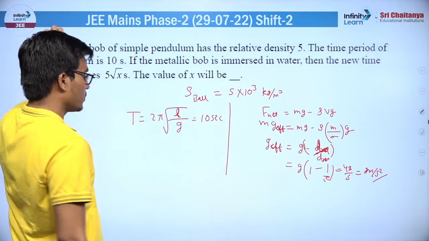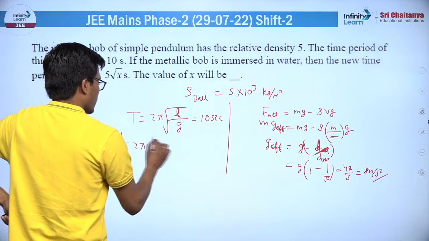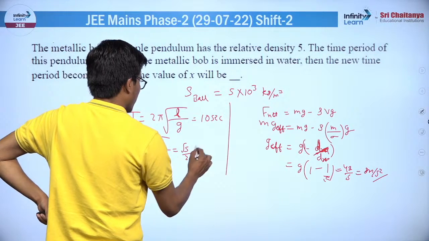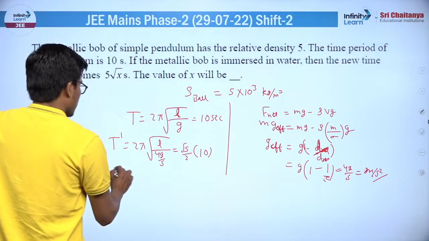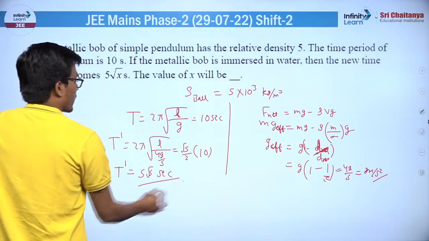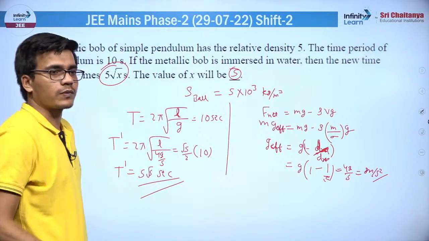acceleration. New acceleration. So new time period will be 2 pi root L by 4g by 5, meaning root 5 by 2 times the initial time, that is 10. So 5 root 5 second is my final answer. If you compare this expression, the value of x will be 5 only.